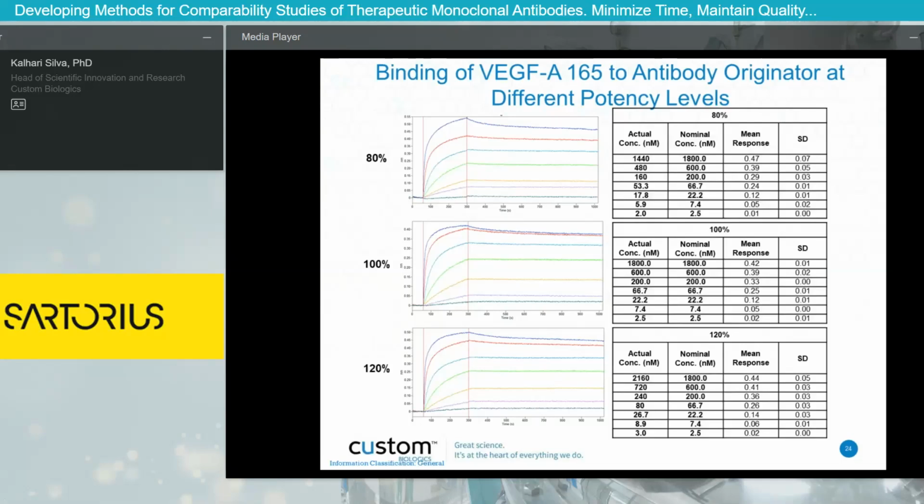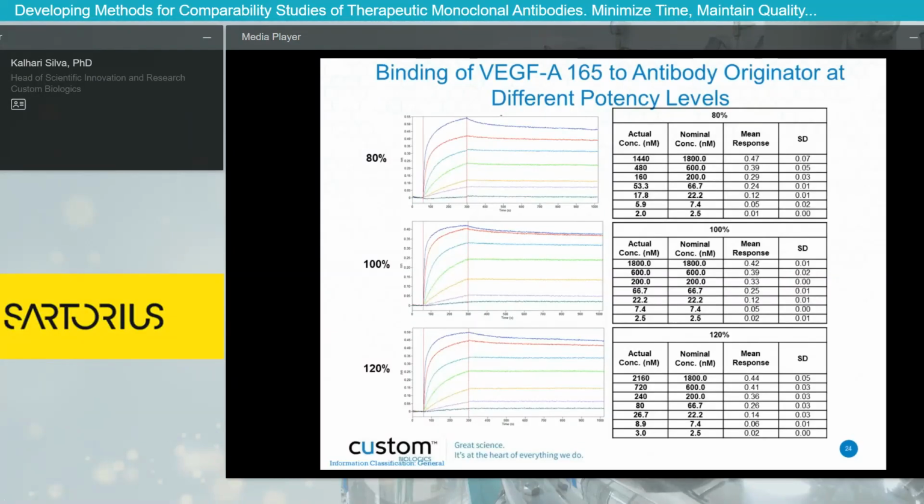To give a brief idea of what we have done here, we used AR2G biosensors. We have used a wide variety of different biosensors throughout the studies. AR2G biosensors immobilize the ligand via amine coupling. So we amine coupled VEGF-A 165 to the surface of biosensors, and then we dipped them into different concentrations of the antibody. The relative binding potency is very important for an antibody molecule to understand how strong it is in functional aspects.